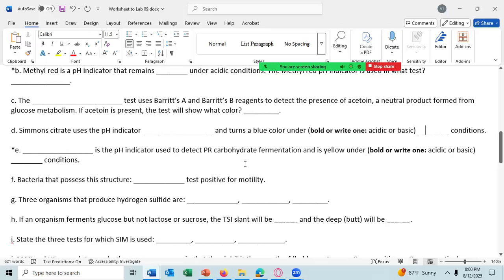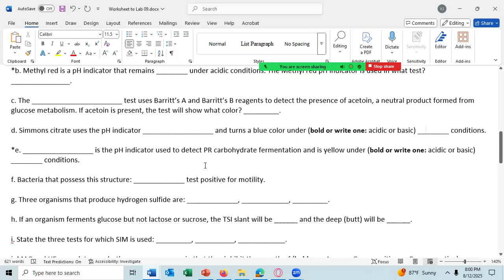And then for 2E1, what is the pH indicator used to detect carbohydrate fermentation, like the PR glucose test? What's the pH indicator? Put it there. And then bold, write, or underline your answer here. And this pH indicator is yellow under either acidic or basic conditions. So give me the answer there. Or circle it or bold it here. Or you could write it there. Any questions about that? All right.